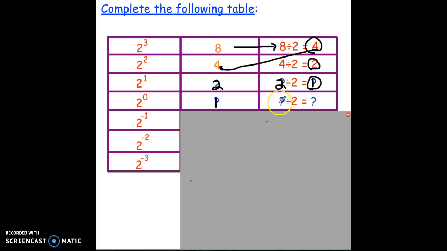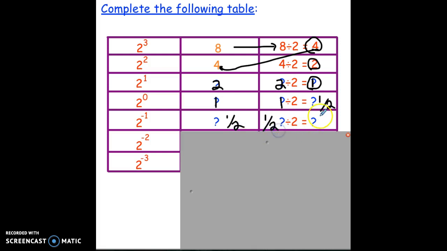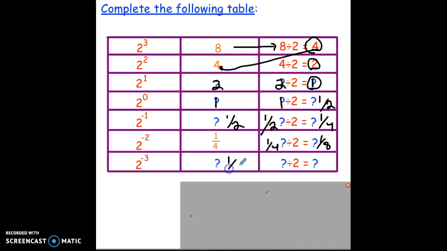Now let's look at what happens when we go into our negatives. When I've got 1 divided by 2, well, 1 divided by 2 is half. Half divided by 2, if I have half a candy bar and I divide that in half, well, half of a half is a fourth. If I have a fourth and I'm cutting that in half, well, half of a fourth is an eighth. So 2 to the negative third is an eighth. And then if I wanted to go to the next level, half of an eighth is going to be a 16th.